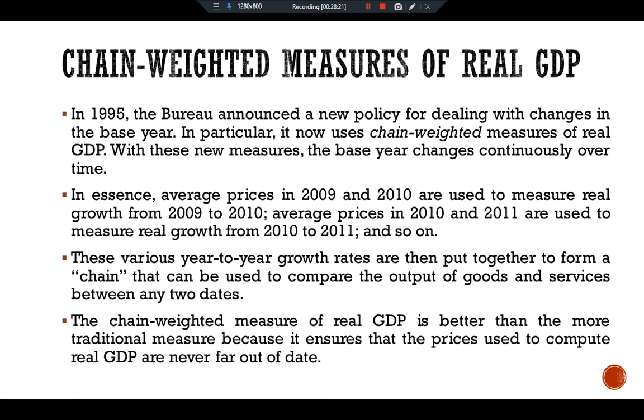So the chain-weighted measure of real GDP is better than more traditional measures because it ensures that prices used to compute real GDP are never far out of date. For most purposes, however, the differences are not significant. It turns out that the two measures of real GDP are highly correlated with each other. As a practical matter, both measures of real GDP reflect the same thing: economy-wide changes in the production of goods and services.